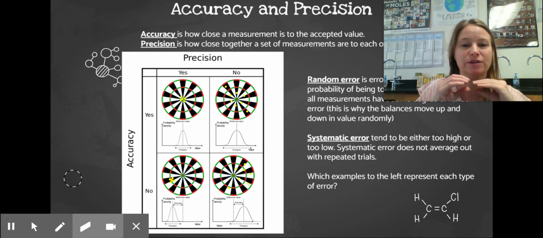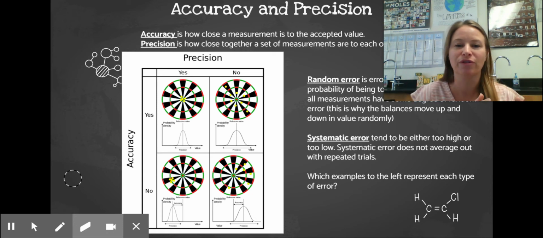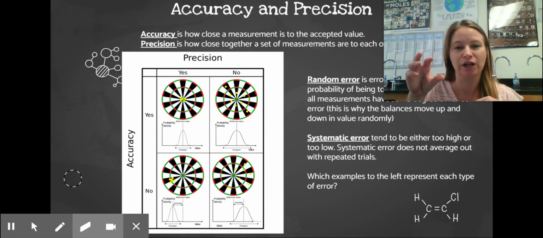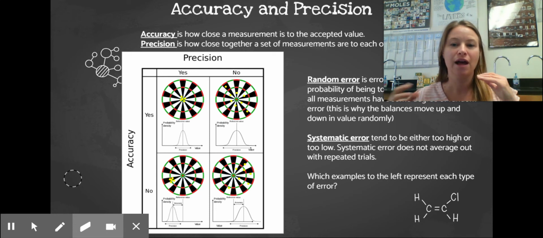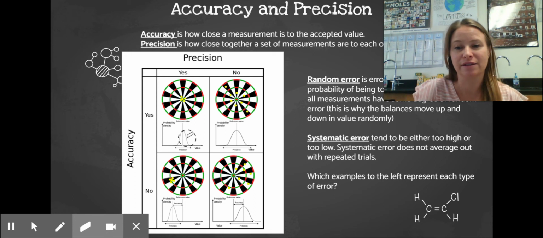They're pretty close together. Sometimes groups will do it and they'll use different balances for each trial because this one's being used, so they just pop over to the next one. Well, if they're not calibrated the same, you might get numbers like 1.7, which is pretty good, 2.4, or 1.3. If they're all over the place, then that is very imprecise. Okay, that is not good.